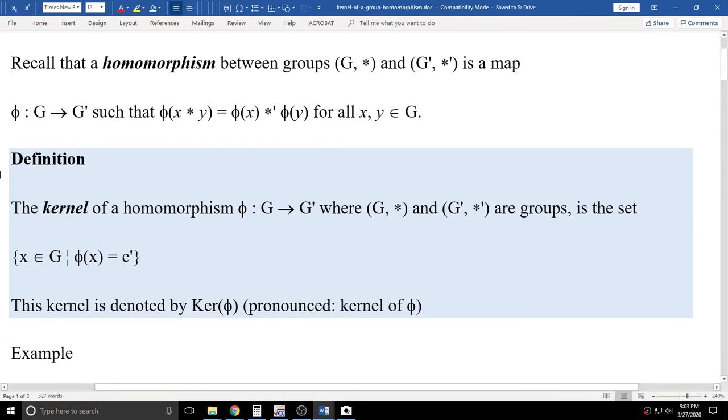Now here is our definition of the kernel of a homomorphism. So the kernel of a homomorphism phi from G into G prime, where (G, star) and (G prime, star prime) are groups, is the set of all elements x in G such that phi evaluated at x is the identity of G prime. This kernel is denoted by ker(phi), but it is pronounced kernel of phi.